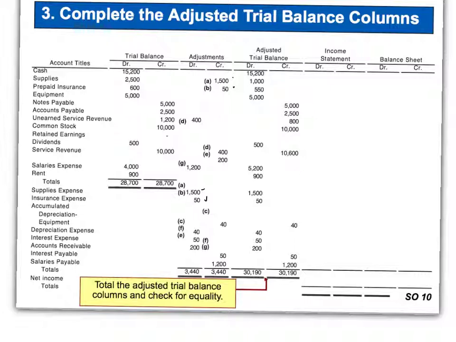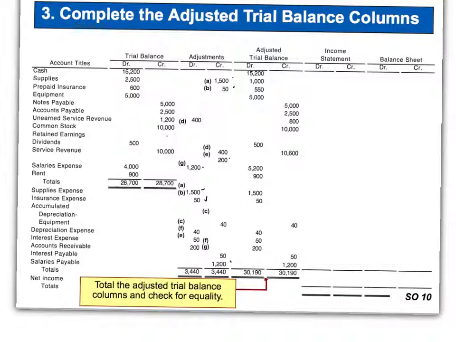Here we have a debit to unearned service revenue because the liability went down, and a credit to service revenue. Also the accrued revenue, debit to accounts receivable, and credit revenue earned. Same with salaries payable. We had salaries expense, we did the $1,200 there, and salaries payable. So we totaled all the debits, $3,440, and all the credits, $3,440. Now, our trial balance balanced, our adjustments balanced.